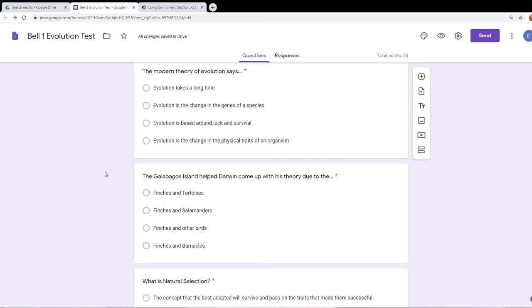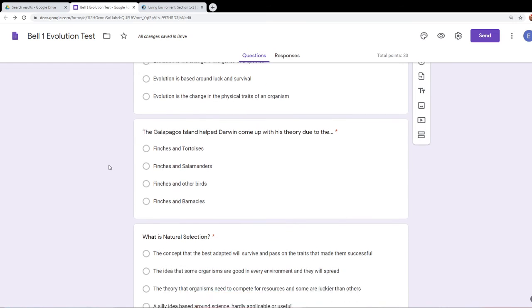Nearing the end. The modern theory of evolution says that evolution takes a long time. Does the modern theory say that evolution is the change in the genes of a species? Does it say that it's based around luck and survival? Or does it say that evolution is the change in the physical traits of an organism? So which one of those is our modern evolution? That it takes a long time, that it's a change in the genes of a species, that it's based around luck and survival, or that it's a change in the physical traits of an organism?